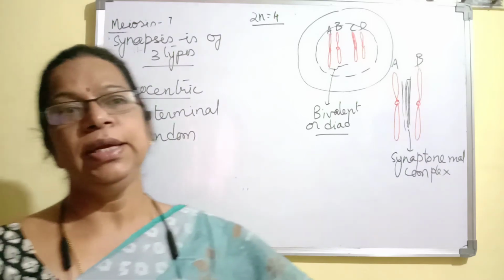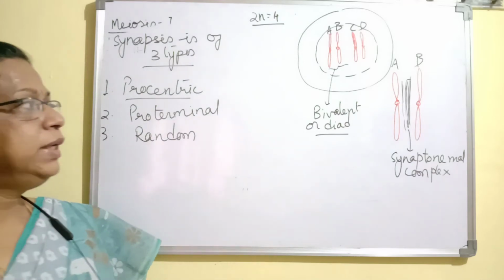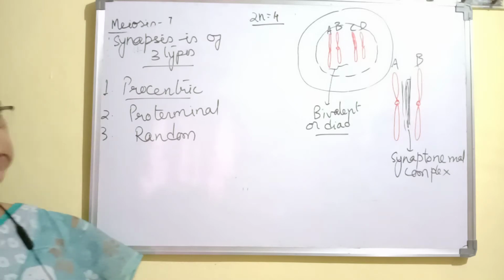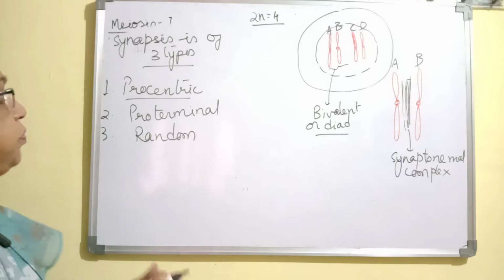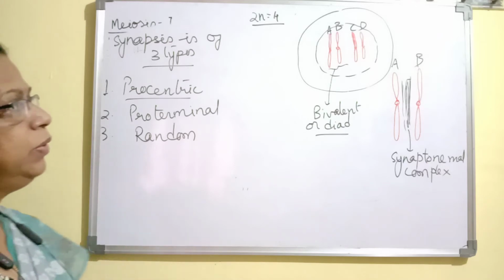So in zygotene, 3 types of pairing take place. In zygotene, the main important feature is formation of bivalents and pairing of homologous chromosomes. Now let us take the next stage, pachytene.